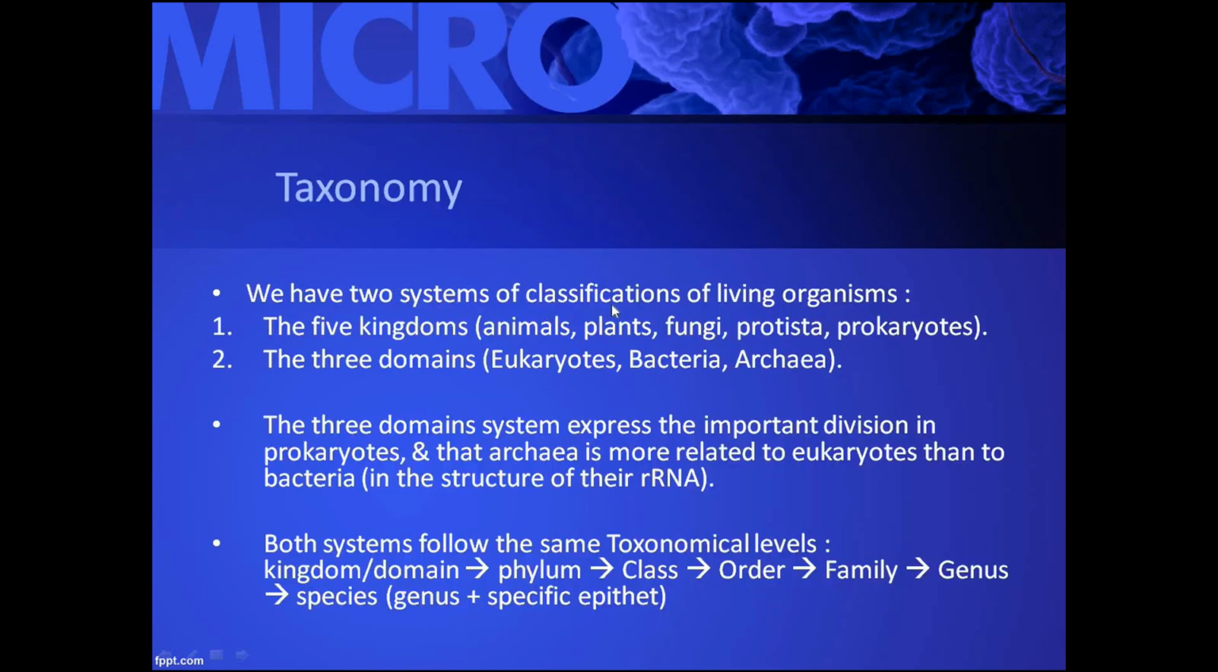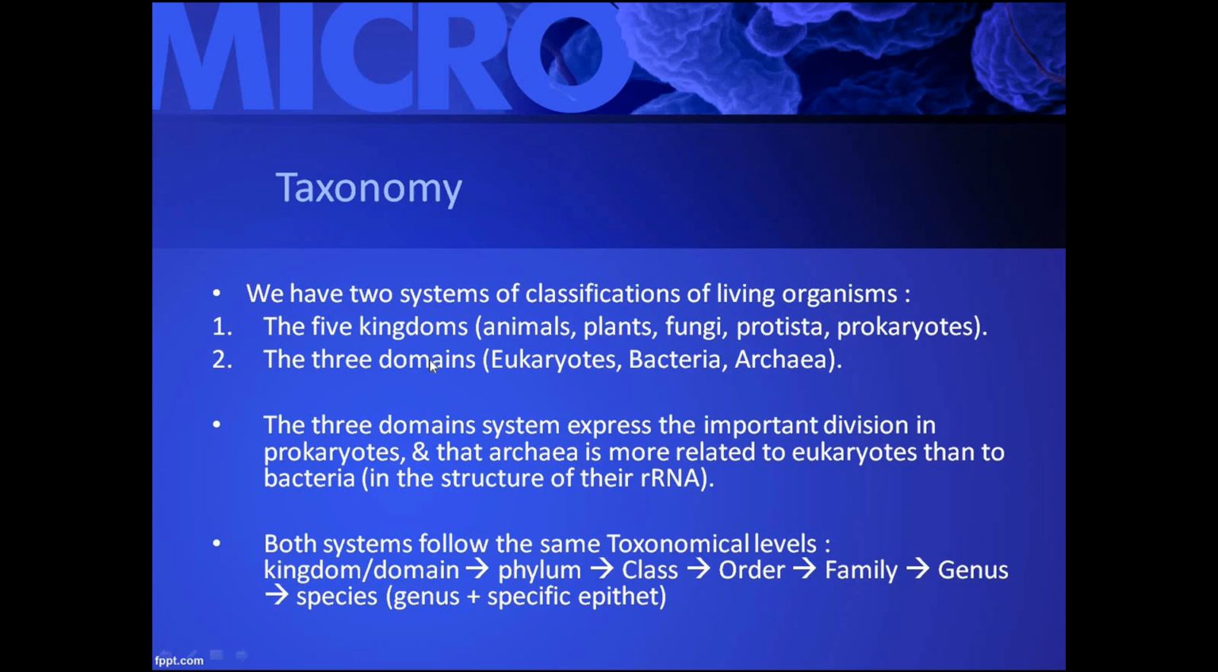We have two systems of classification of living organisms. We have the 5-kingdom system and the 3-domain system. So the 5-kingdom system divides all living organisms into 5 major kingdoms. We have the animal kingdom, the plant kingdom, which includes plants and algae. We have the fungi kingdom, and we have the protista kingdom, which includes the protozoa, and we have the prokaryote kingdom, which includes both bacteria and archaea.